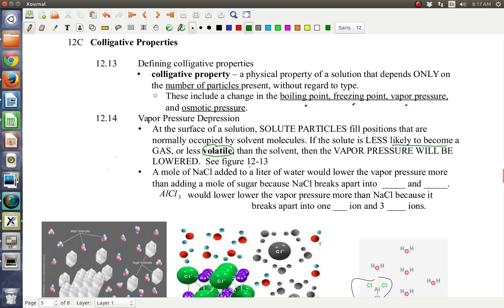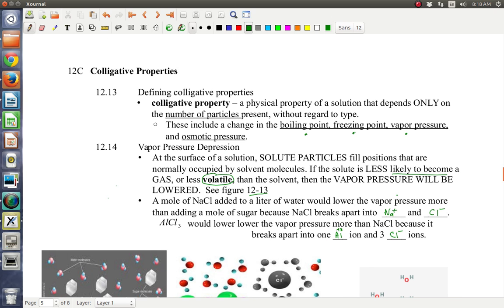Now you can look in your textbook at figure 12-13. A mole of sodium chloride added to a liter of water will lower the vapor pressure more than adding a mole of sugar, because sodium chloride breaks into sodium ions and chlorine ions, so it breaks into two pieces. Now look at aluminum chloride. It will lower the vapor pressure even more than sodium chloride because it breaks into one aluminum ion with a +3 charge and 3 chlorine ions.